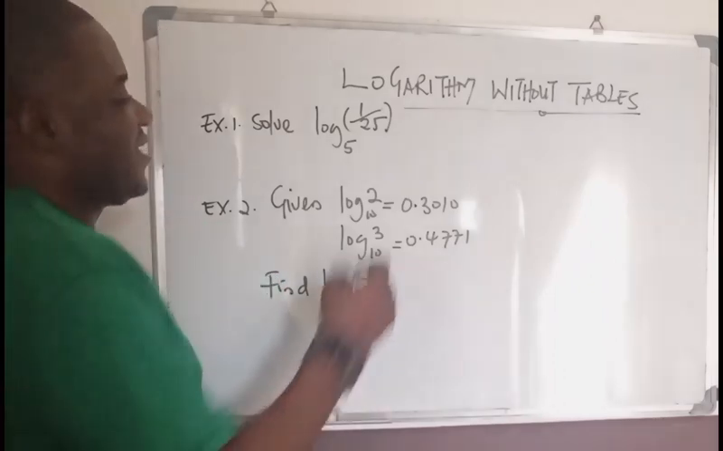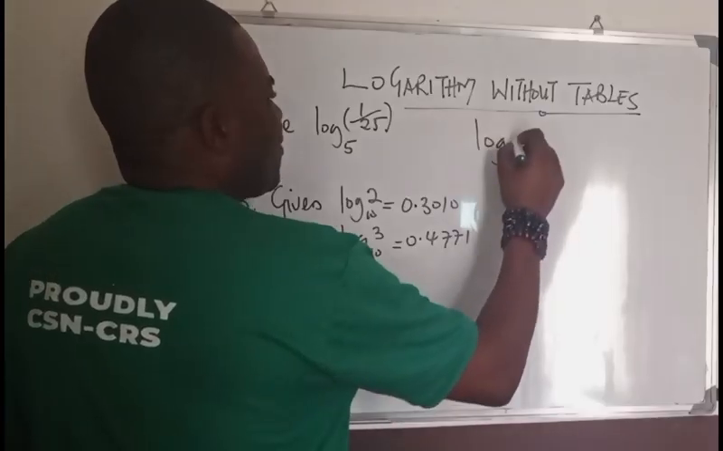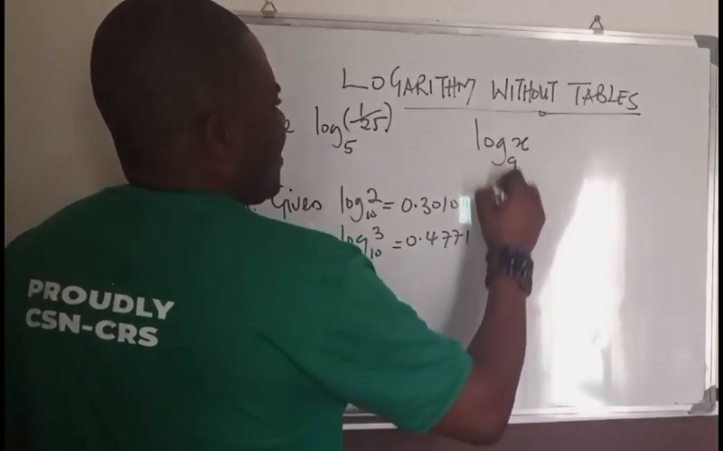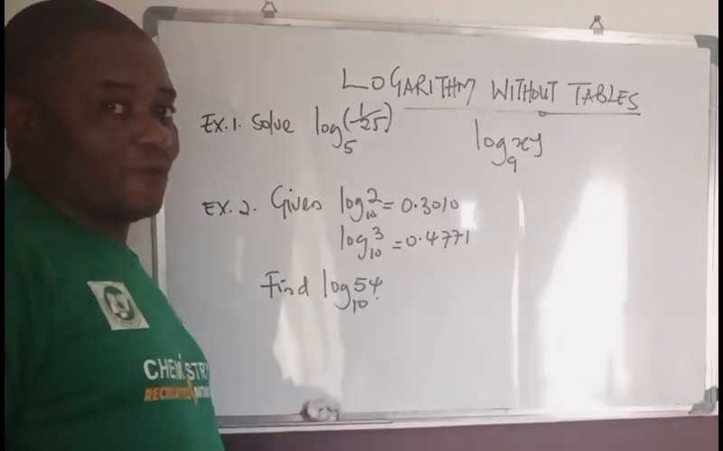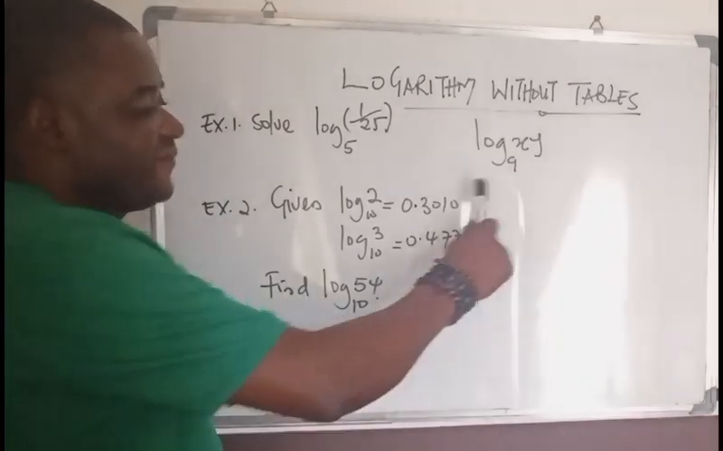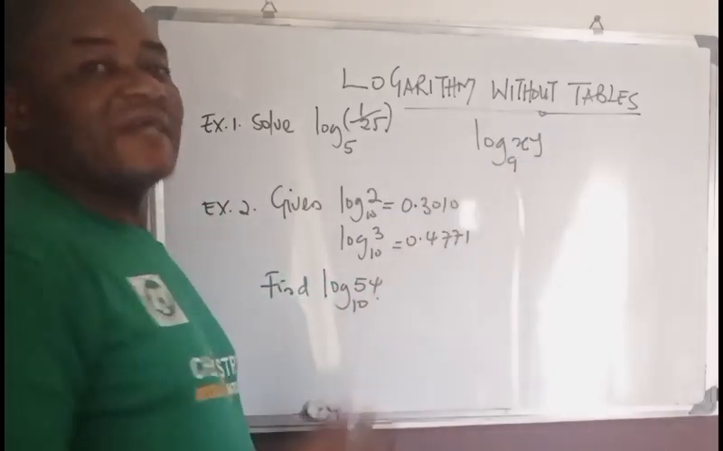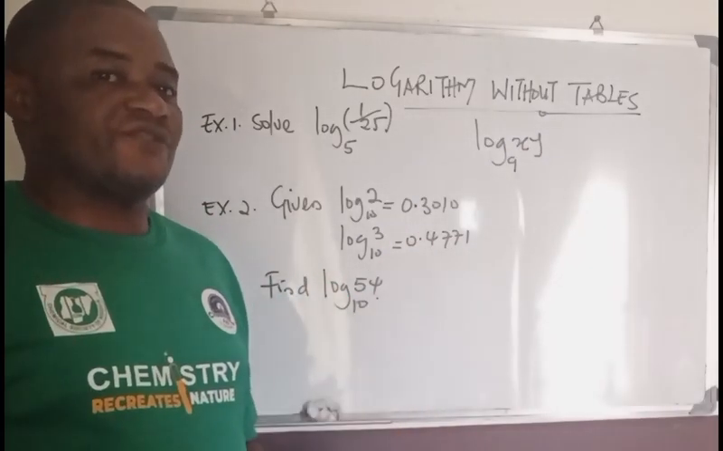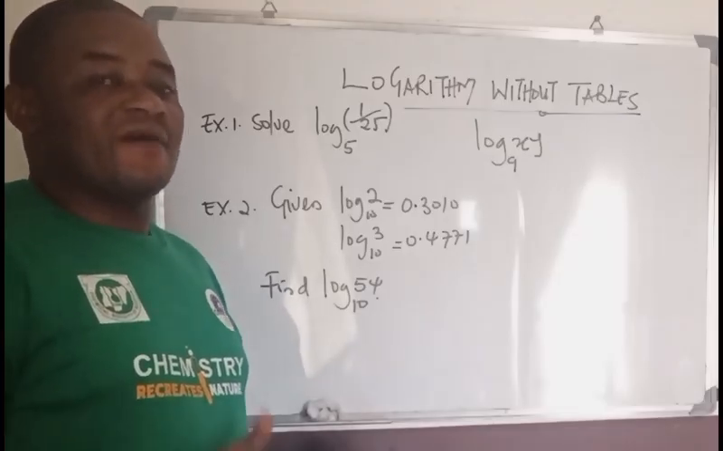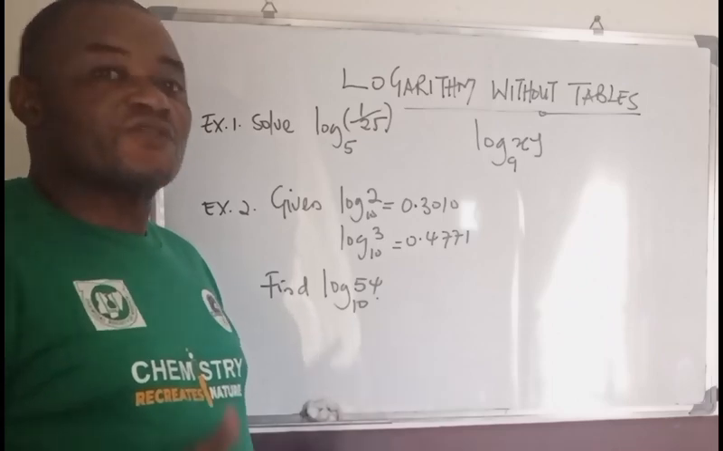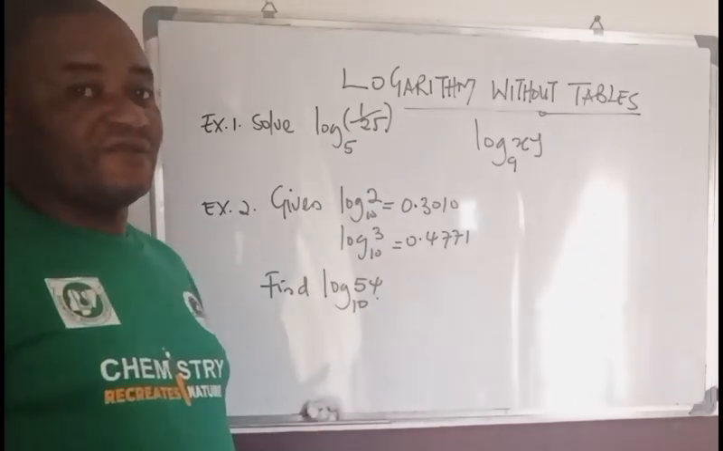And one of those laws is that where you have the log of xy to base a, which is of course a product law. So you have the log of xy to base a, that is x times y. We have indices, so we have the initial equations. There are laws that govern the indices. Those laws are the ones that govern how you can also solve problems in logarithm without tables.